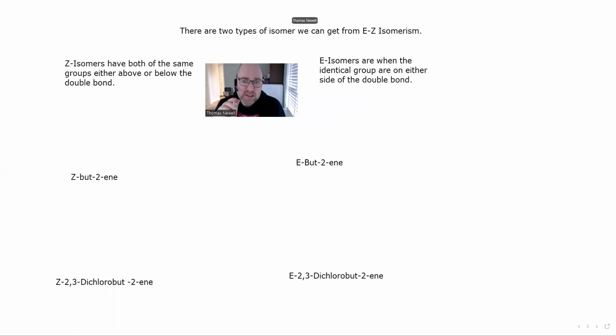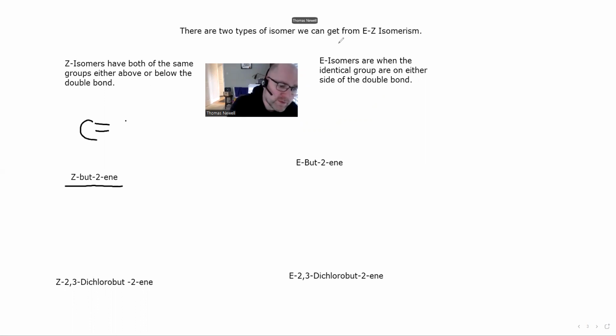There are two types of isomer we can get from E-Z isomerism. Z isomers have both of the same groups, either above or below the double bond. So let's look at one. Here we have Z-but-2-ene. So let's look at that.